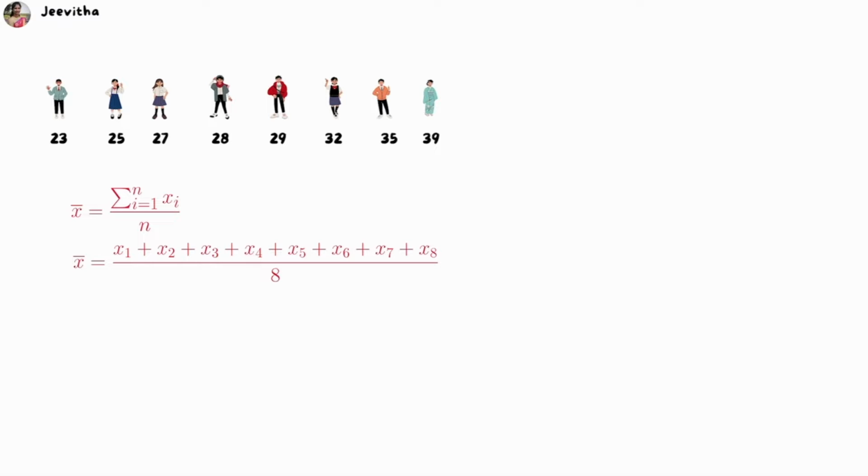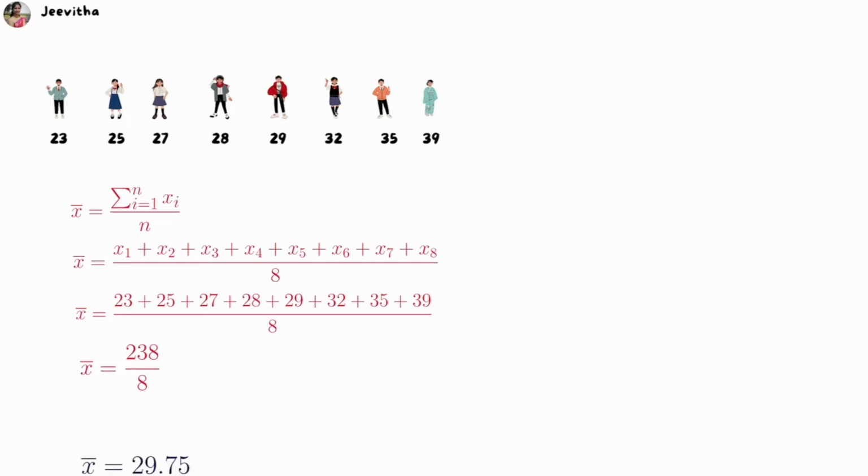Xi is nothing but just expanded. Since we have 8 observations, I'm going to expand this formula as x1 to x8 divided by the total number of observations, which is 8. Sum all the numbers and divide it by 8. So we get the total sum as 238 by 8. If you divide it, we're going to get the average weight of our students as 29.75. This is how we're going to find the mean of any data.